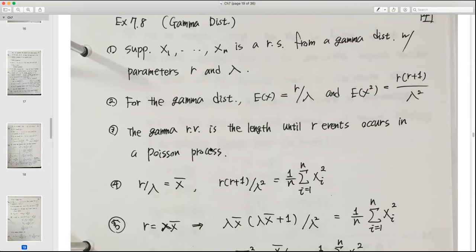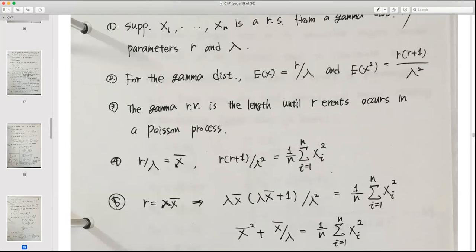A gamma random variable is the length until r events occur in a Poisson process. The random variable x in the exponential distribution is the length until the first event occurs, and the gamma distribution is for r events. This is the more general case. Now r over lambda equals x bar, where r over lambda is the first population moment and x bar is the first sample moment.